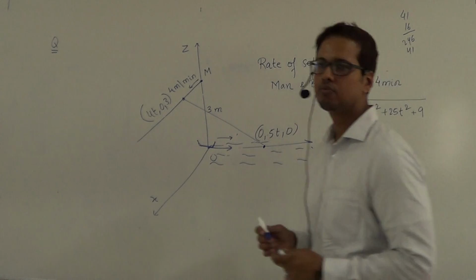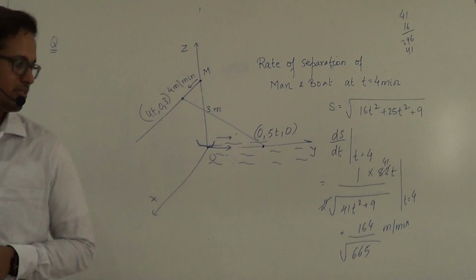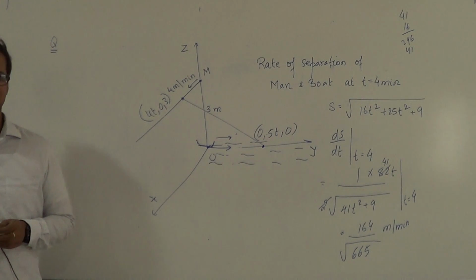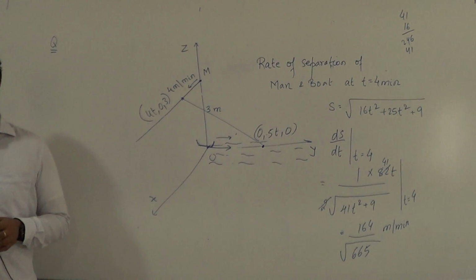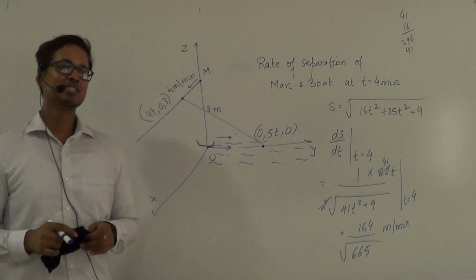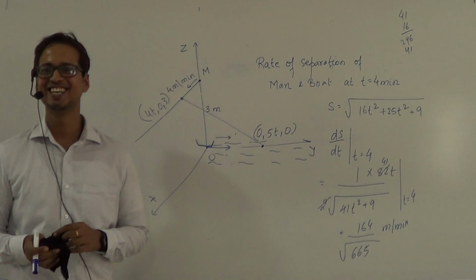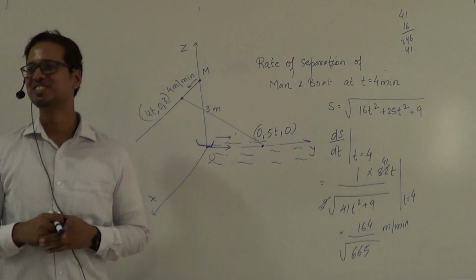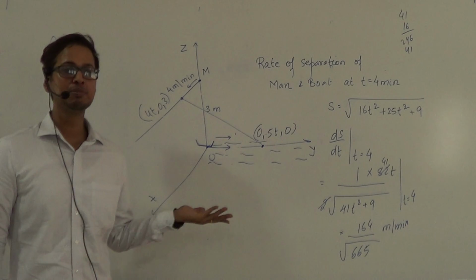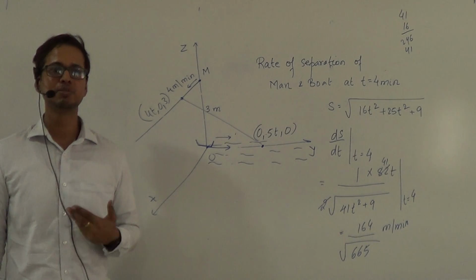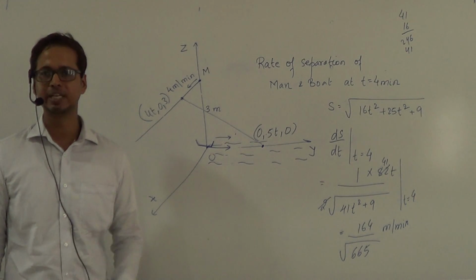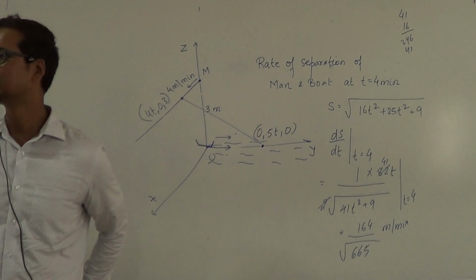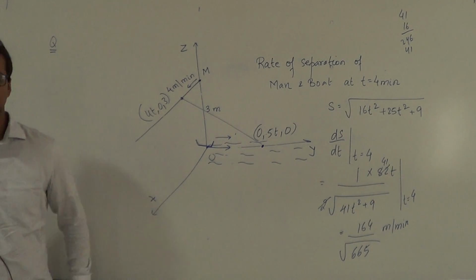So the answer is 164 by root 665 meters per minute. The problem is most of you are treating it as a physics problem actually. We are in maths class. So make use of this; it may help you solve some mechanics problems or vector related problems very quickly. Any question, Vishak? Ashwin? Clear?